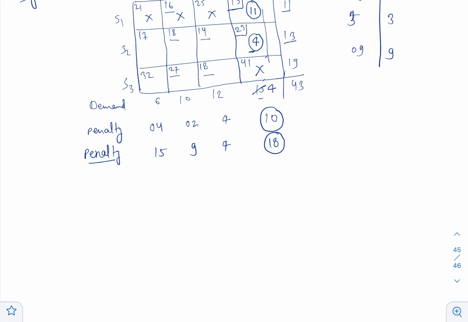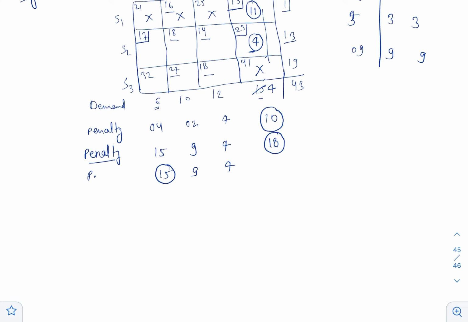Now we recalculate penalties for the columns. Penalty for the columns it is 15, it is 9. For the third column it is 4. For the rows it is 3 and 9. So the highest penalty is 15 for the first column. And the minimum cost per unit in the first column is 17. So we allocate maximum possible units to this cell.